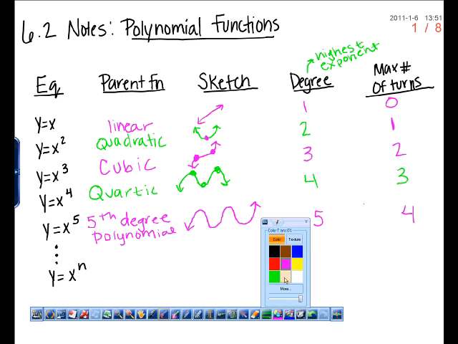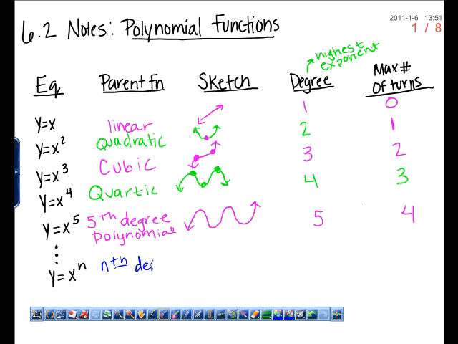All right, so let's generalize this. X to the nth. What would I call this? An nth degree polynomial. What would its degree be? N. And how many turns could it have? We have no idea what this graph could possibly look like. I can't even try and sketch it. Okay?